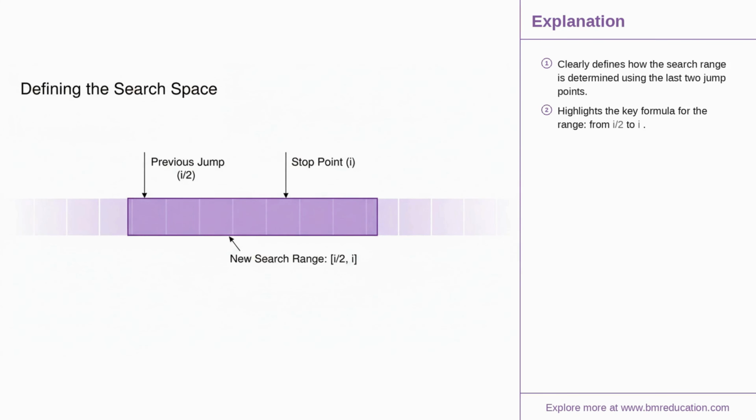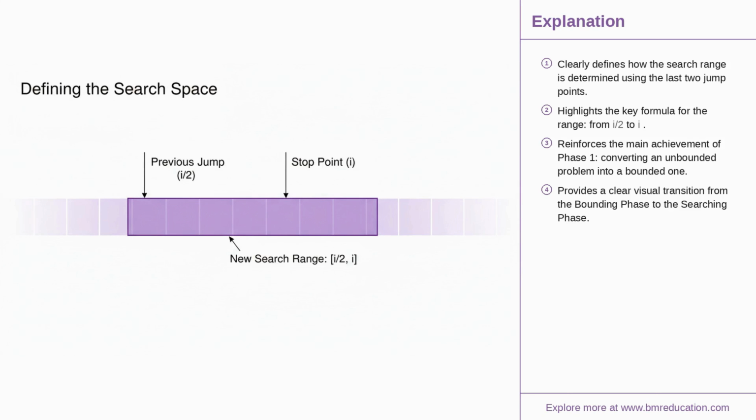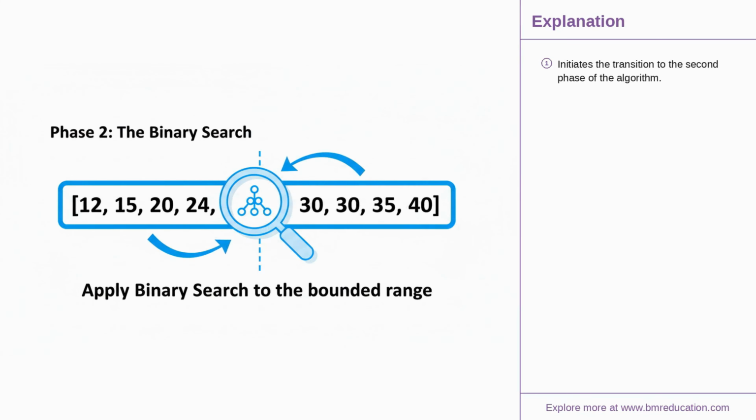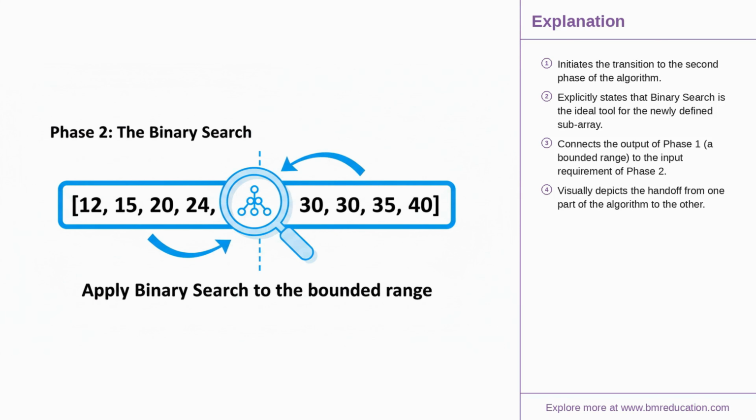Once we've found our upper bound at index I, we know our target, if it exists, must lie between the previous jump point, which was I divided by 2, and the current point, I. This defines our final bounded search space. We've successfully turned an infinite problem into a finite one. With our well-defined range, we now move to phase 2. We have a small, sorted subarray. What's the most efficient way to search a sorted array with known boundaries? Binary search, of course. We apply this powerful algorithm only to the narrow range we just identified.